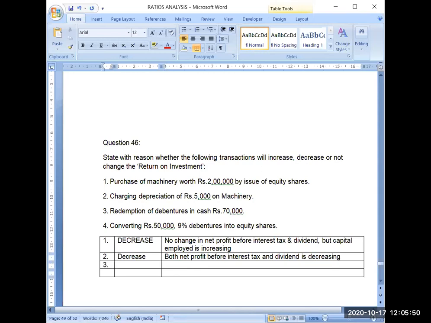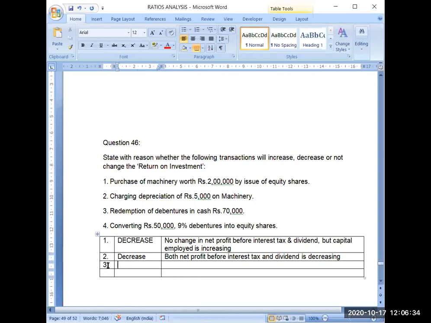Now the third point is redemption of debentures in cash, rupees 70,000. Redemption of debentures means that whatever debentures I have issued, I am redeeming them. Redeeming them means I am repaying the amount of debentures. So when you repay the amount of debentures, the journal entry will be debit debenture account, credit bank account. So bank is your current asset and the debenture liability will get finished. Neither cash nor debentures will affect your profit.